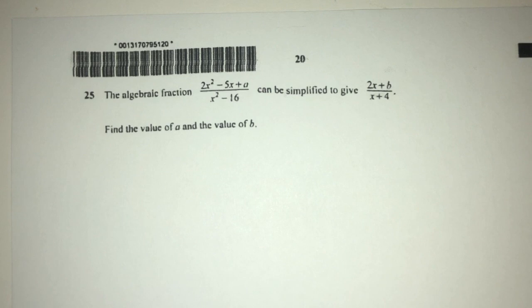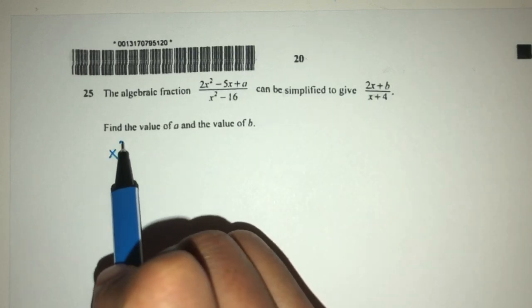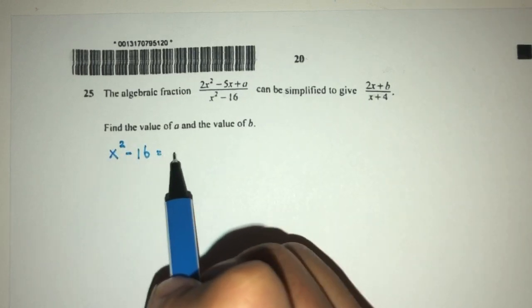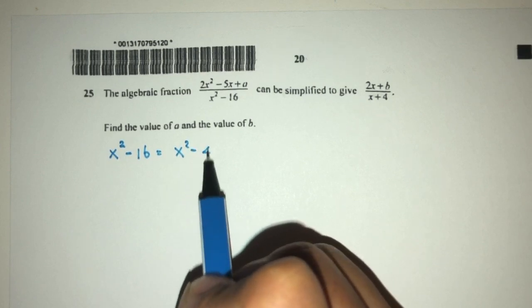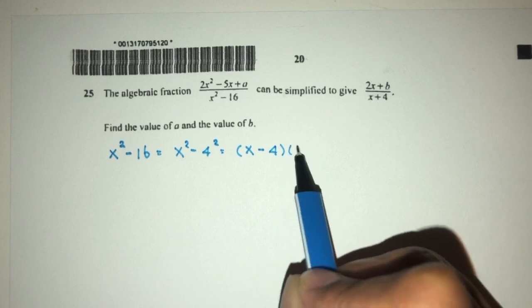Okay, so let's move on to question number 25. Now the algebraic expression can be simplified to this, so let's find the value of a and b. So this one is simply by comparison. If you observe, how did we change this to that? So first thing, let's see what can be done with the base. It's the same thing as x squared minus 4 squared, which is x minus 4 times x plus 4.